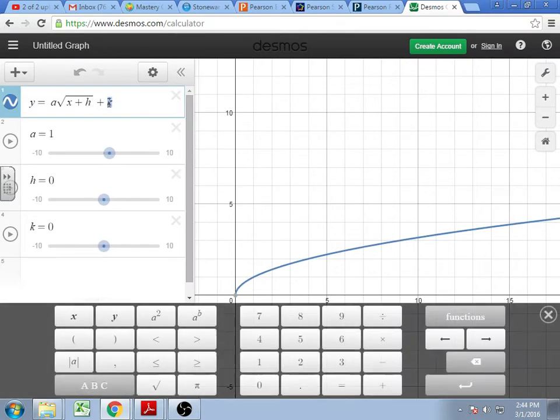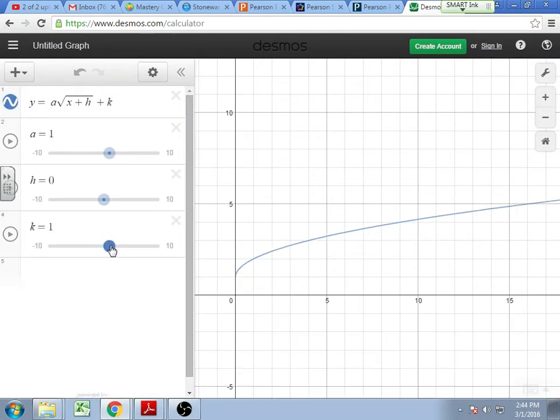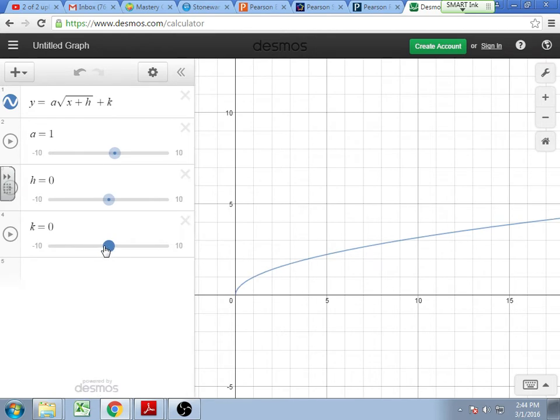My constant value out here, as I add a constant value, I shift up. As I subtract a constant value, I shift down. Notice that my graph has not changed size, it's just changed location.